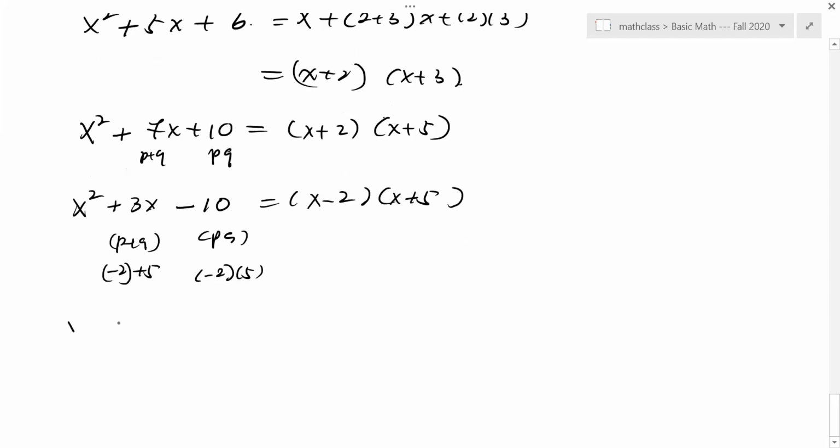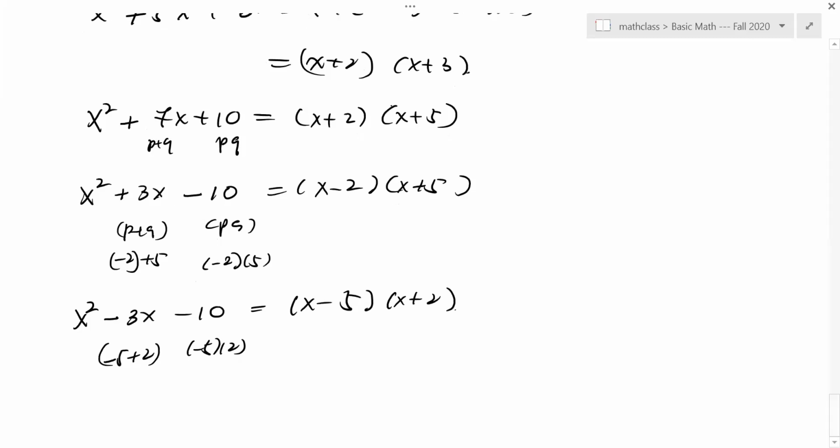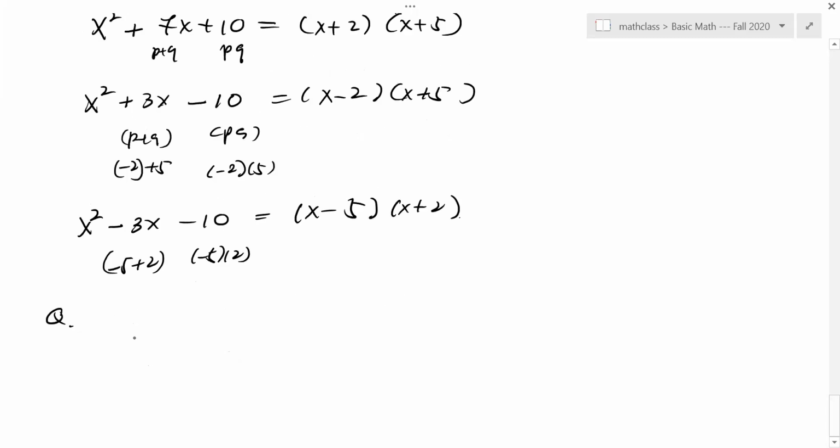So if I change to minus 3x minus 10, then it should be changed slightly. How to get negative 3? So negative 5 plus 2. Here's negative 5 times 2, you get negative 10. So it will be x minus 5 and x plus 2. Okay. So I'm going to ask you to do the next problem.